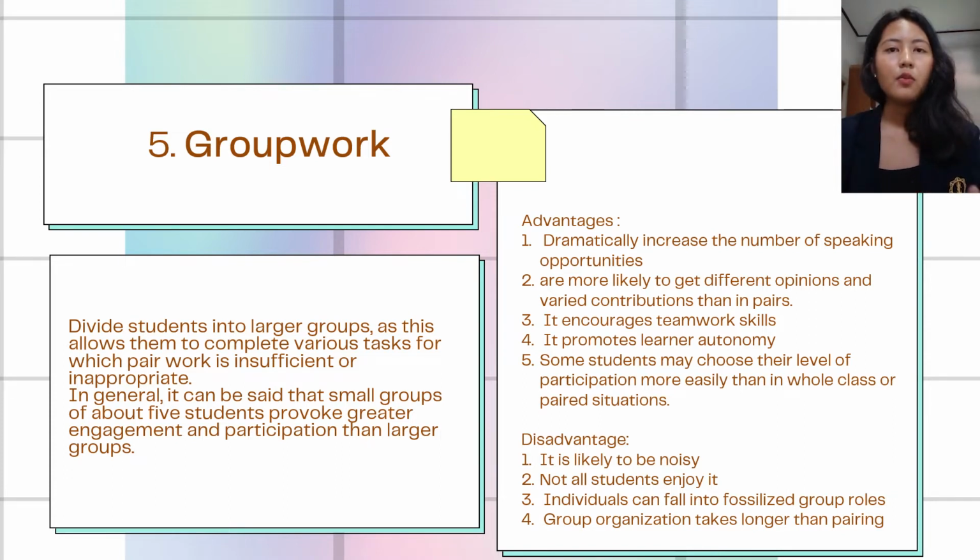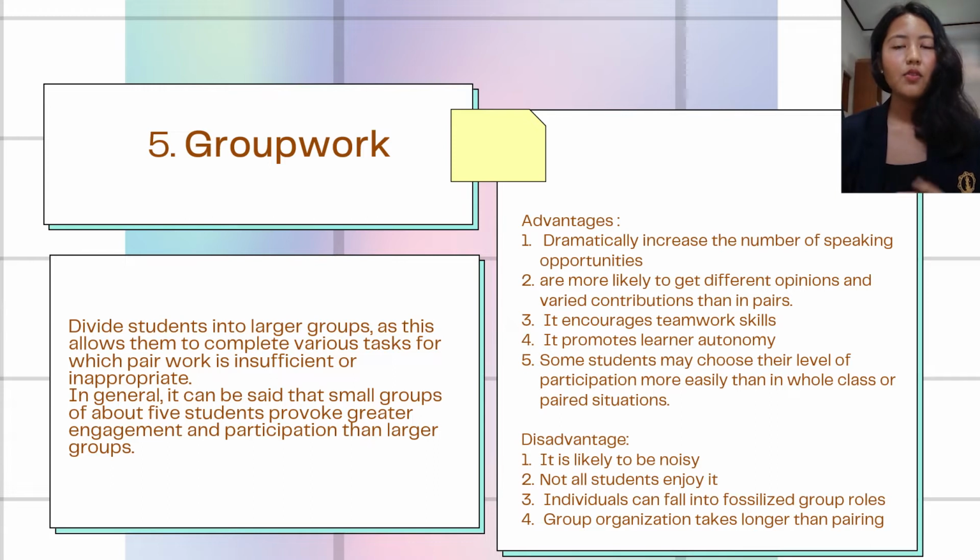Fourth, it promotes learner autonomy by allowing students to make their own decisions in the group without being told what to do by the teacher. And fifth, although we don't wish any individual in a group to be completely passive, nevertheless, some students can choose their level of participation more readily than in a whole class or pair work situation.